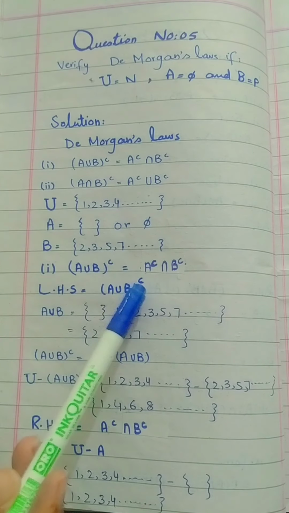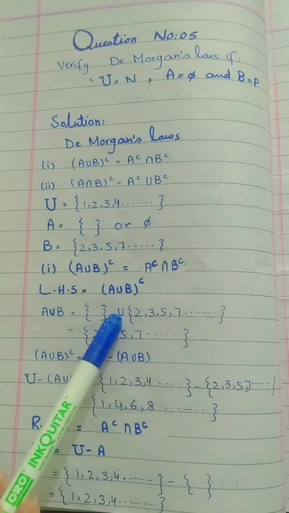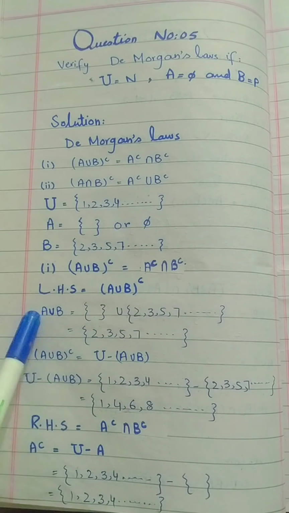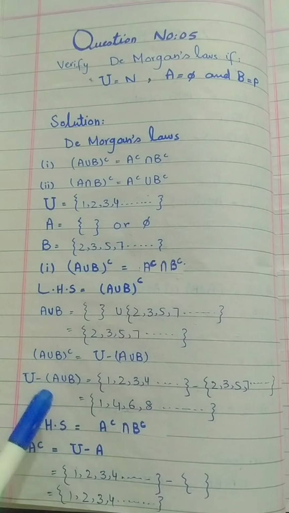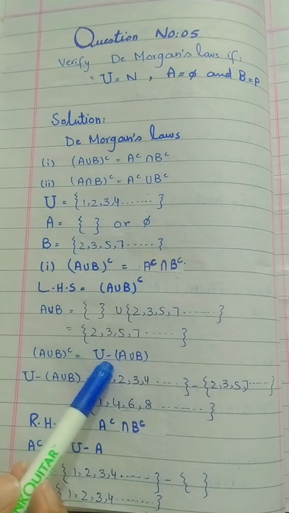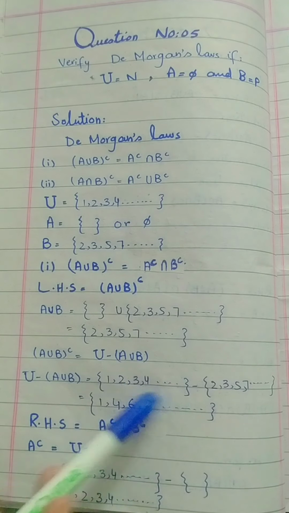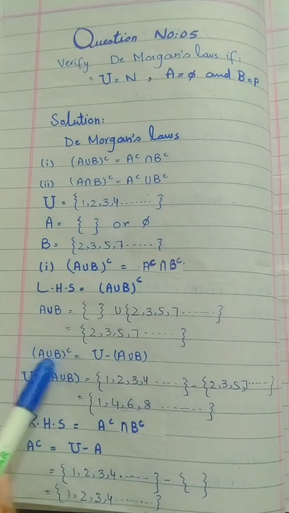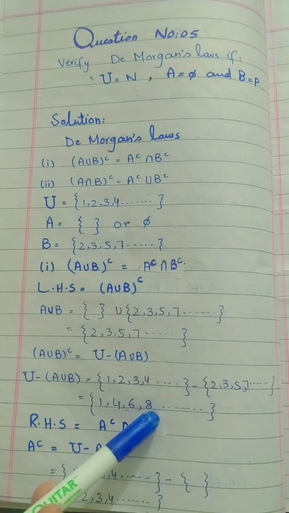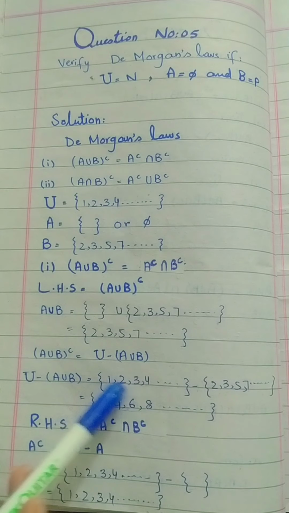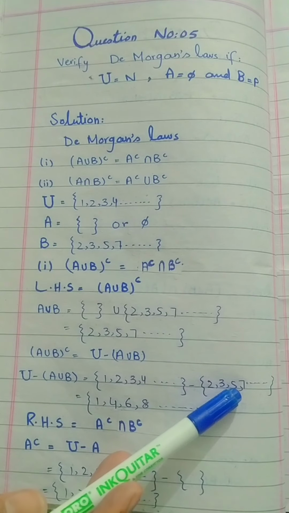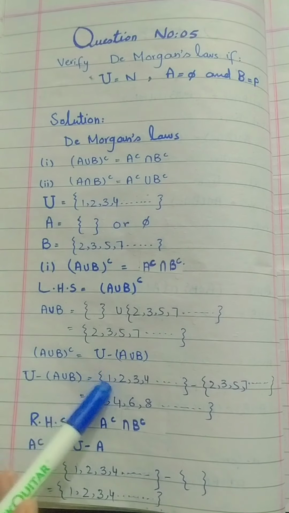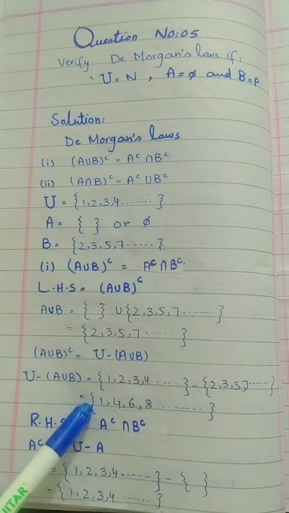Left hand side: (A union B) complement. A is an empty set, union B is the set of prime numbers. Because A is an empty set, A union B is also the set of prime numbers. (A union B) complement equals U minus (A union B). U is the set of natural numbers, A union B is the set of prime numbers, and the complement of A union B is 1, 4, 6, 8. We write only the elements which are not in A union B, which are just in the universal set. So 1 is only in the universal set, and we write 1 in the complement.